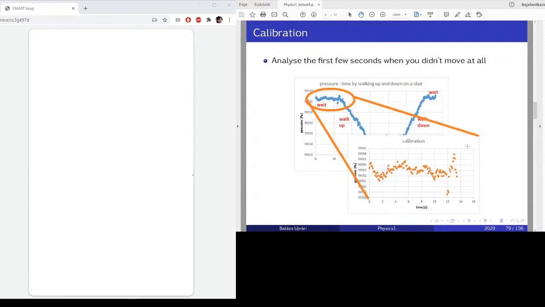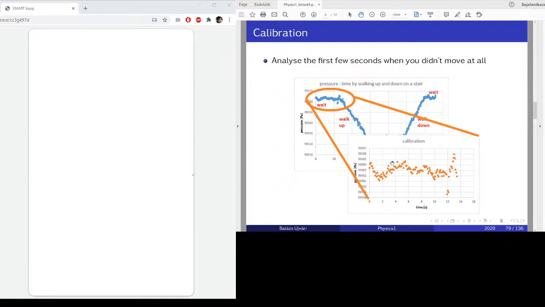What can we learn from this one? At the first, let's say, bit more than 10 seconds is the calibration. I zoomed in. You can see even though we didn't move, the pressure changes. It can be because of our stability or handshake, or it can be the noise from the sensor.